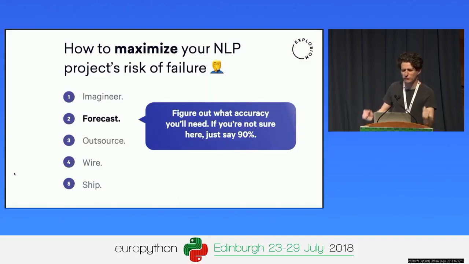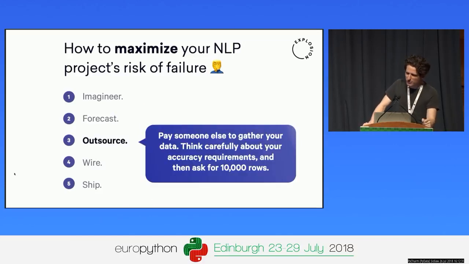Okay, we've got a vision of what we want our app to do, and then we say, all right, what accuracy do we think we'll need from the technology to drive this forward? What do we need to make this work? And if we don't know, let's just say 90%. I mean, sounds about right. Then, there are some details here which we don't care so much about.